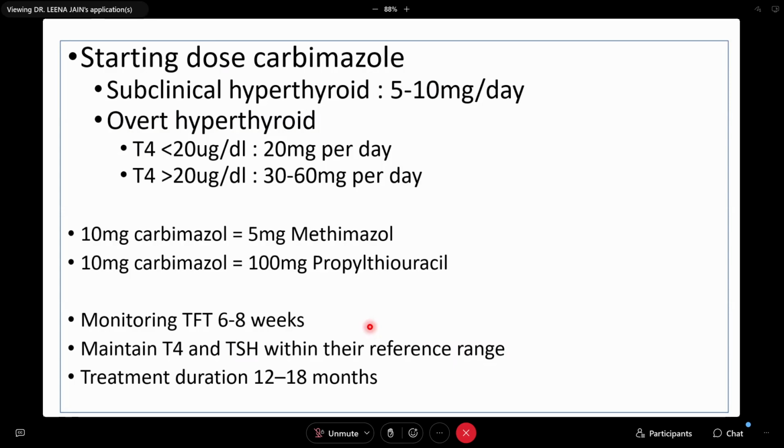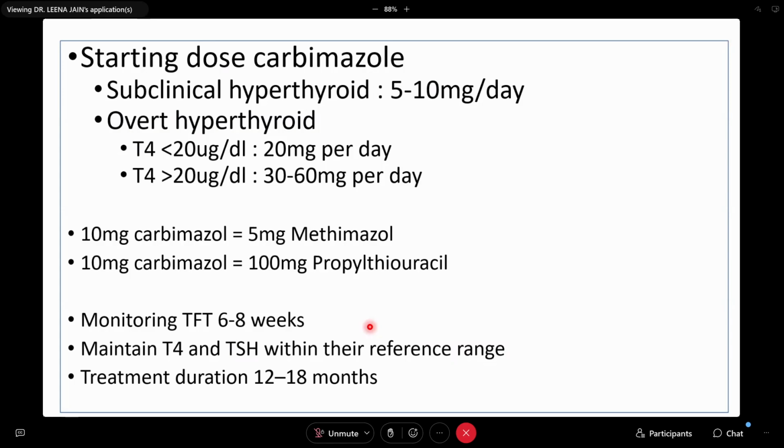10 milligram carbimazole is equivalent to 5. This equation you also have to keep in mind. You have to learn this, that 10 milligram of carbimazole is equal to 5 milligram of methimazole. That means methimazole is twice as potent as carbimazole. Then 10 milligram of carbimazole is 100 milligram of propylthiouracil. Okay. So in that way you can adjust.